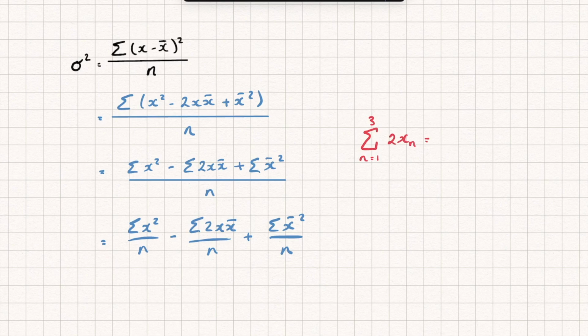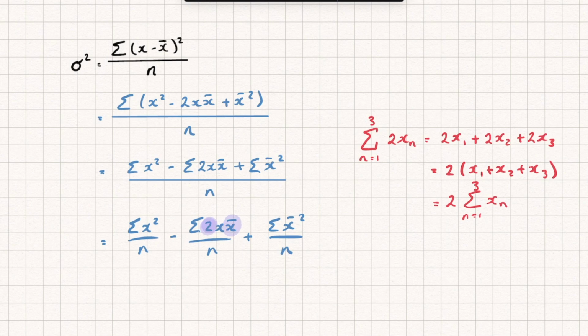Well, this means I just do what happens when n is 1. Well, that's 2 times x1 plus what happens when n is 2, so 2 times x2, plus what happens when n is 3, so plus 2 lots of x3, which I could write as 2 lots of x1 plus x2 plus x3. And so this is the same as 2 lots of the sum from n being 1 to 3 of xn. You can see we've pulled out the constant from the sum. So I'm going to do that, and I'm going to pull out a factor of 2 and the mean from that sum. Okay, so let's do that.